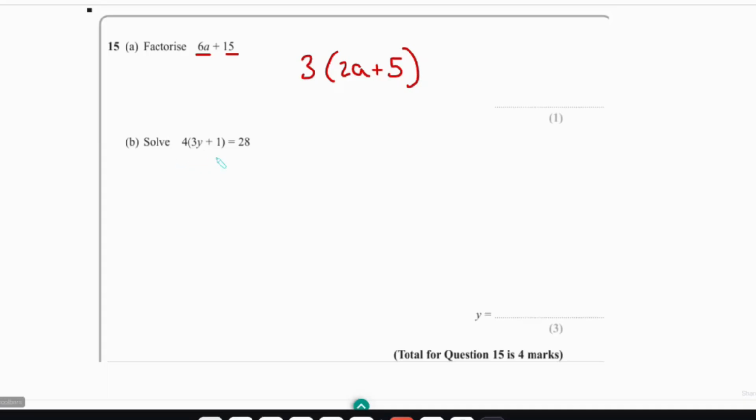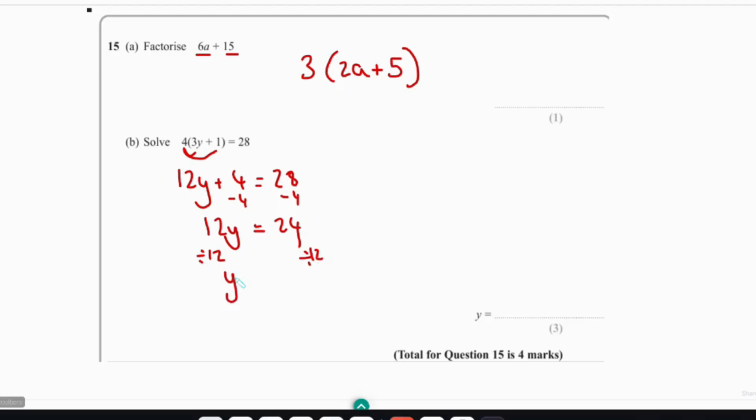Solve. We're going to multiply out the brackets first. 4 times 3y is 12y, plus 4 times 1 is 4. Then I'm going to take 4 off both sides. Take 4 off the left hand side, disappears. Take 4 off the right hand side, we get 24. I'm going to divide both sides by 12. 12y divided by 12 is 1y. 24 divided by 12 is 2.